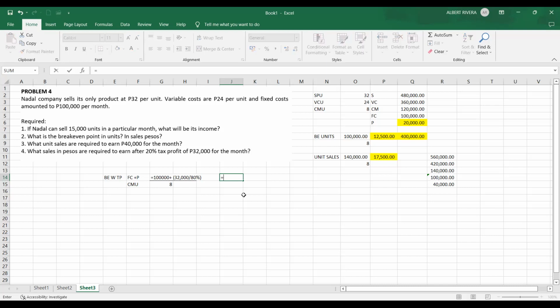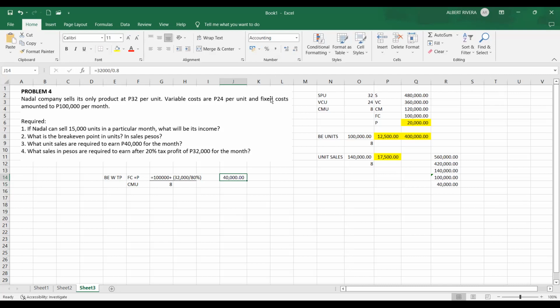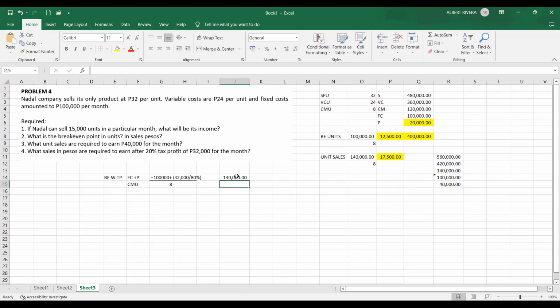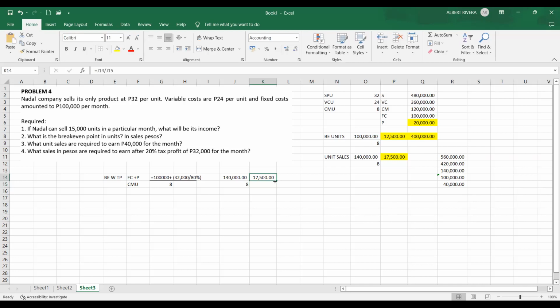Okay, let's compute. So this is 32,000 divided by 80%. So this is 40,000. 40,000 plus the fixed cost of 100,000. So your numerator is 140,000 divided by CM per unit of 8. And this will now give you the break-even point in units. And that is at 17,500. So at 17,500, you will earn an after-tax profit of 32,000.